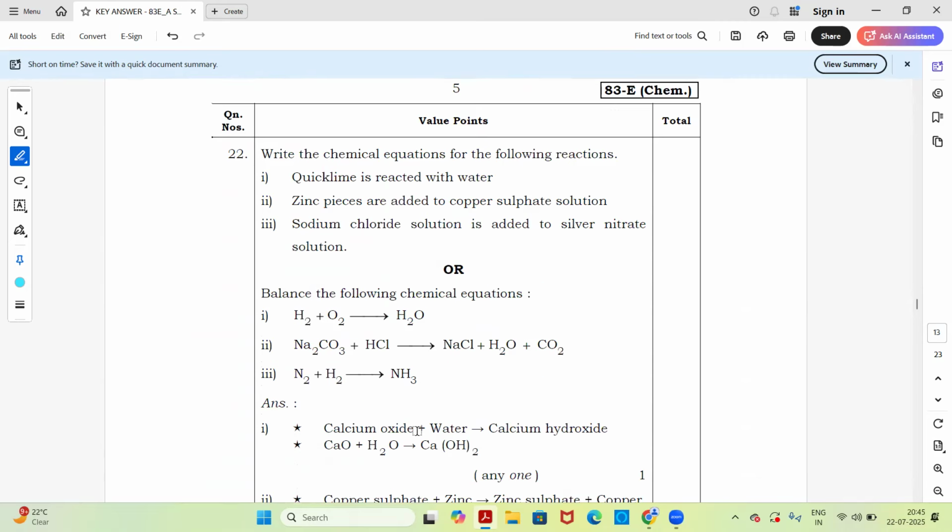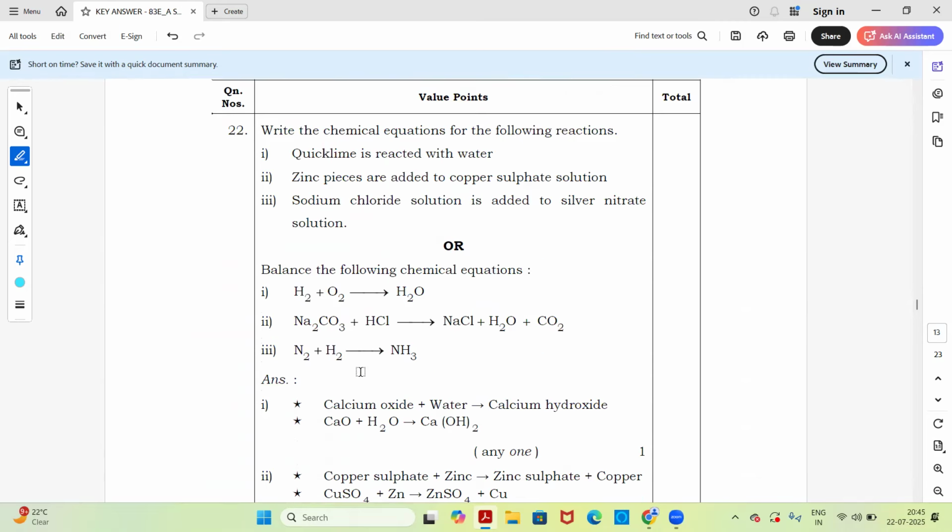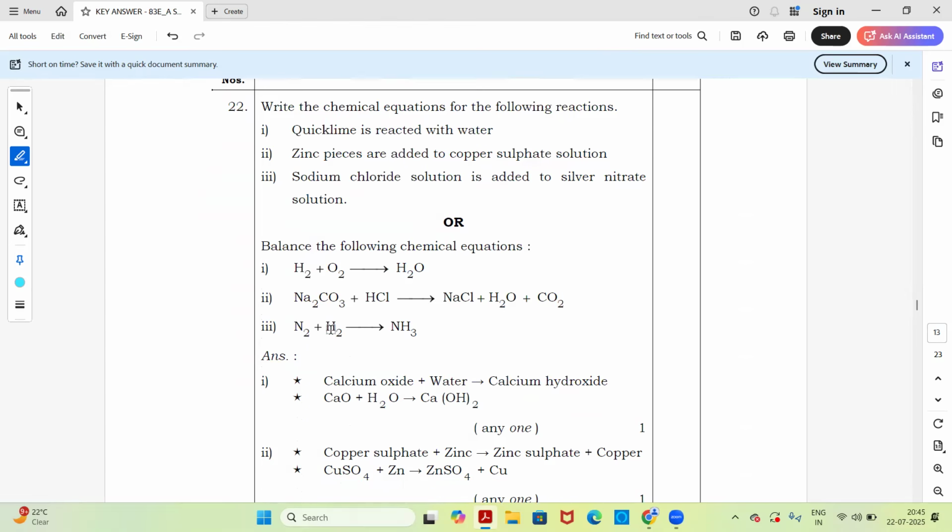Next, write the chemical equations for the following reactions. Okay, you have to give the chemical equations. Quicklime is reacted with water. Zinc pieces are added to copper sulfate solution. Third, sodium chloride solution is added to silver nitrate solution. Okay, so balance the following equations. So these are the questions.